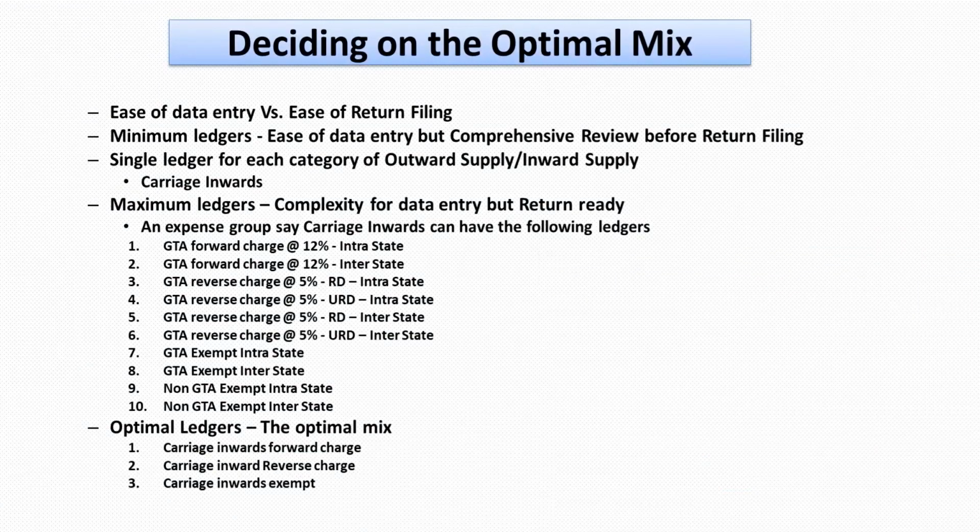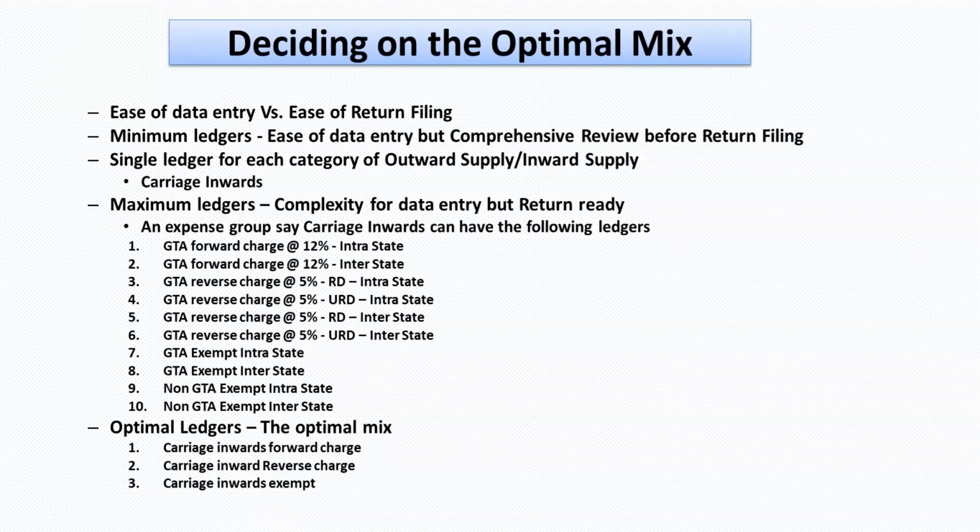As we discussed, we're required to decide on ease of data entry versus ease of return filing. If we have minimum ledgers, there will definitely be only one ledger to be picked, and that data entry person will just pick that ledger and be done with it. But at the time of return filing, one has to do a comprehensive review and allocate the transactions to the respective tables and do the filing. But if I have the maximum number of ledgers, let's say for each variety of transaction I create a separate ledger and let the data entry person do it appropriately.